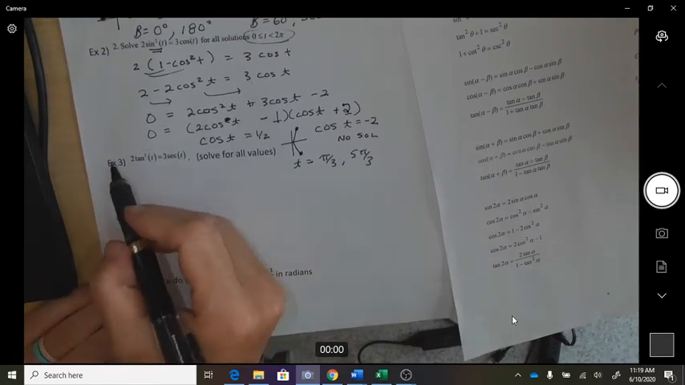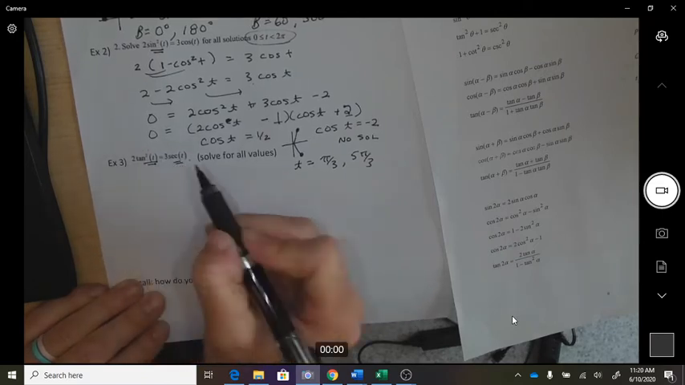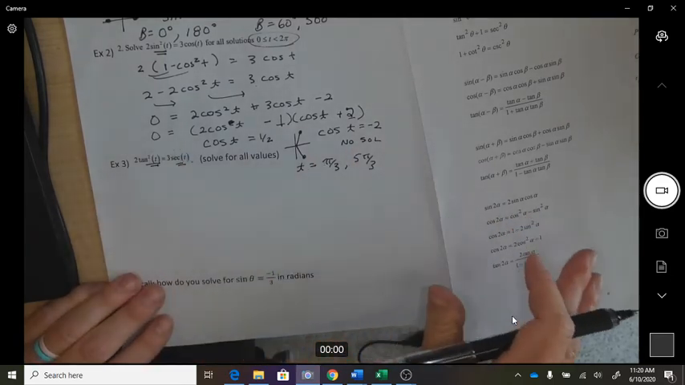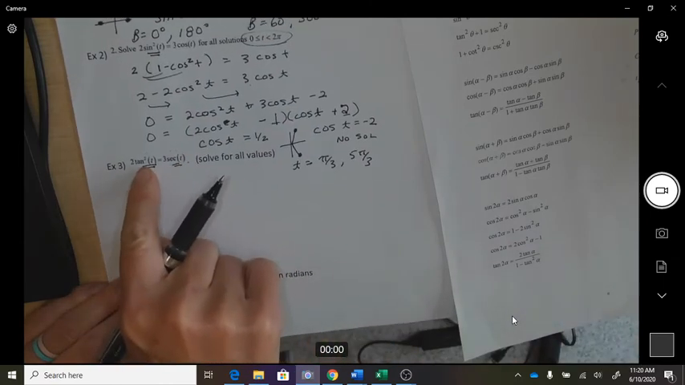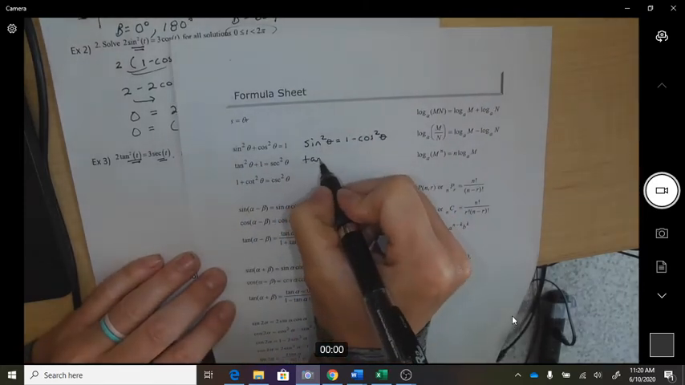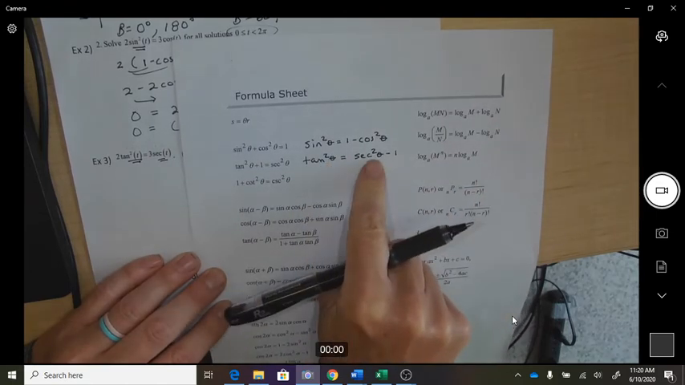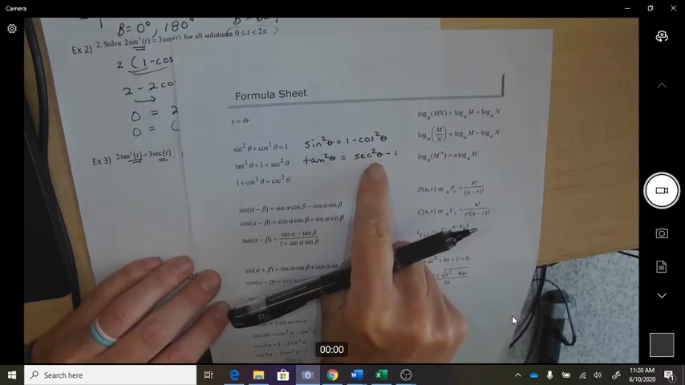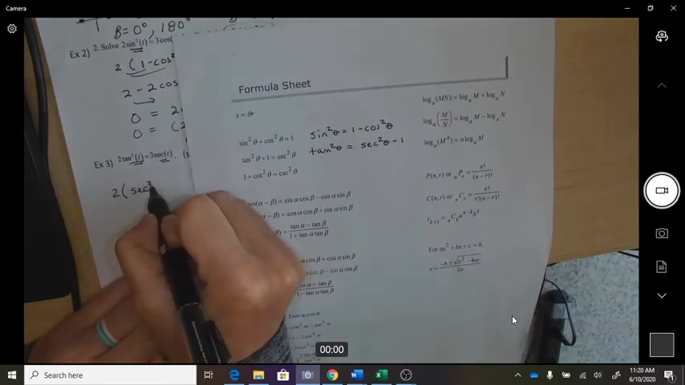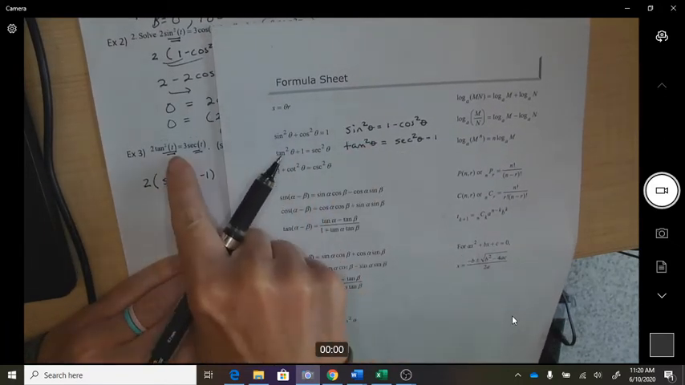Next, so here I look at tan squared and a secant. Okay, so we're going to look for something to replace. So I'm going to replace this tan squared right here. So tan squared would be secant squared minus 1. So I'm going to take that and replace that for tan squared. So 2 bracket. Okay, so there's my replacement of a trig identity.